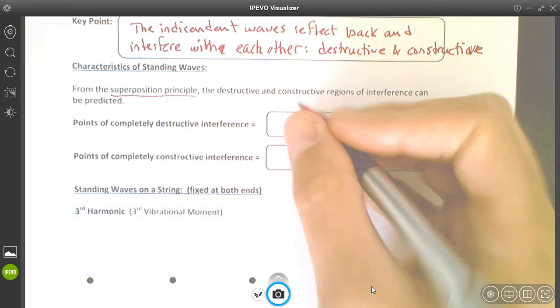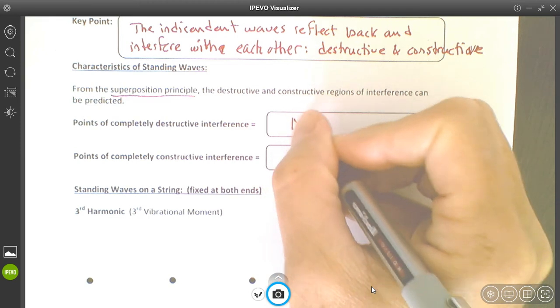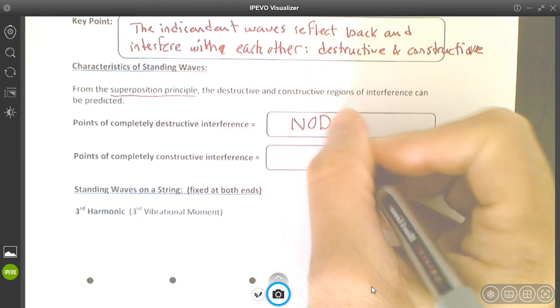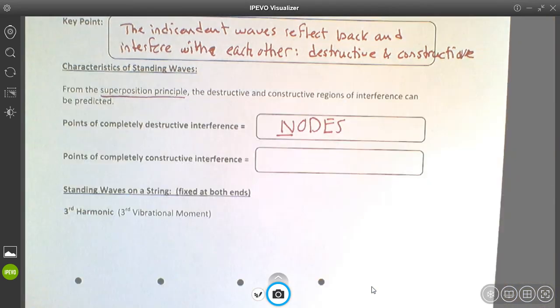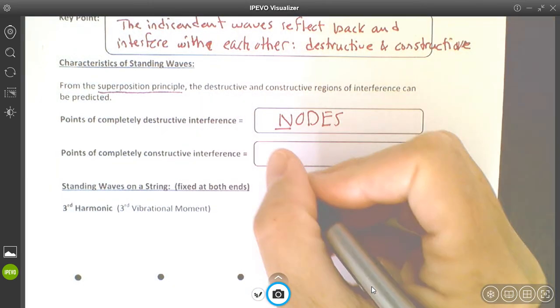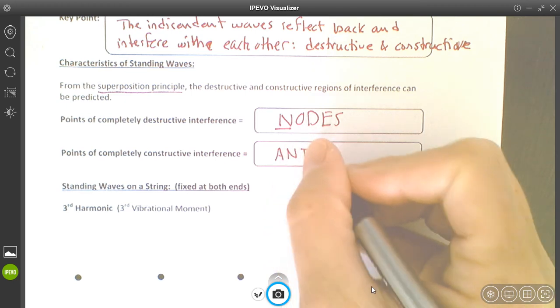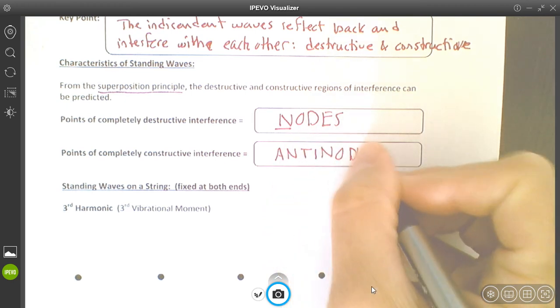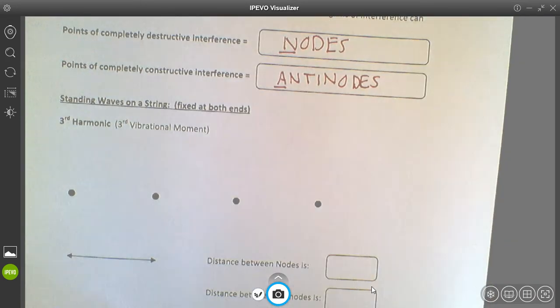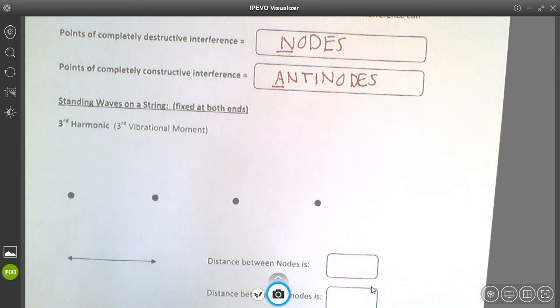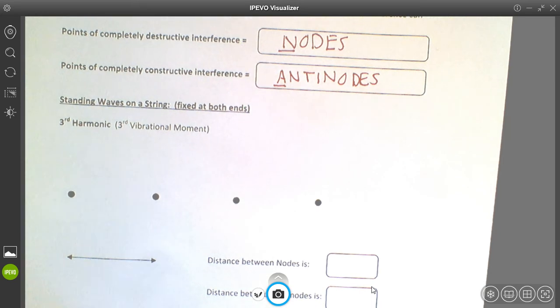Points of completely destructive interference are called nodes, right? And the key was that the N is there. And areas of completely constructive interference are called antinodes. A. All right, let's say you have a standing wave. Now we're going to start talking about things like first harmonic, second harmonic, third harmonic, fourth, fifth, sixth harmonic, right? So a harmonic is one of these vibrational modes.